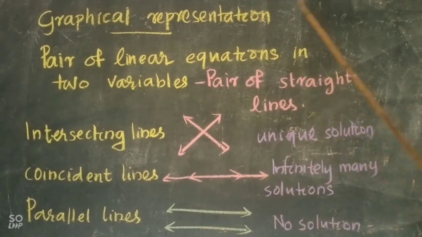So pair of straight lines, if they are intersecting, there is only one solution, that is unique solution. If they are coincident lines, there are infinitely many solutions. If they are parallel lines, there is no solution.